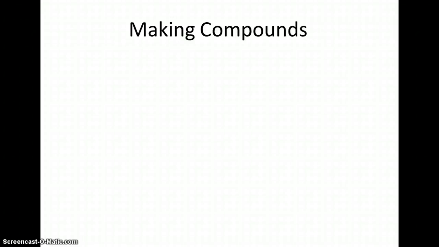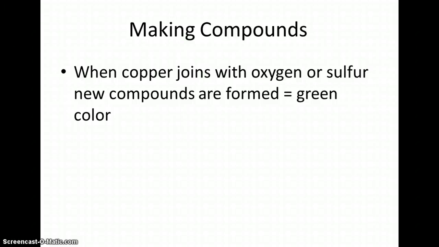A compound has been made. When copper joins with oxygen or sulfur, it just depends on what type. Sulfur you often find in acid rain, and since the Statue of Liberty is outside in the elements, she is going to get acid rain on her as well as oxygen. Either one of those compounds that forms is a brand new compound, and a brand new compound results in a brand new color. So we get the color green.